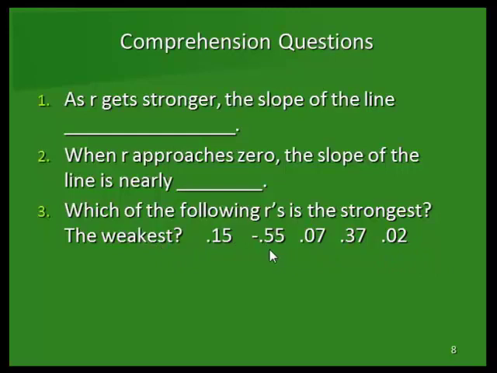Remember, negative doesn't mean weak. It just means it's an inverse relationship. The weakest relationship here is this 0.02. That's probably, again, at the population level. It's very unlikely that there's a real relationship there.